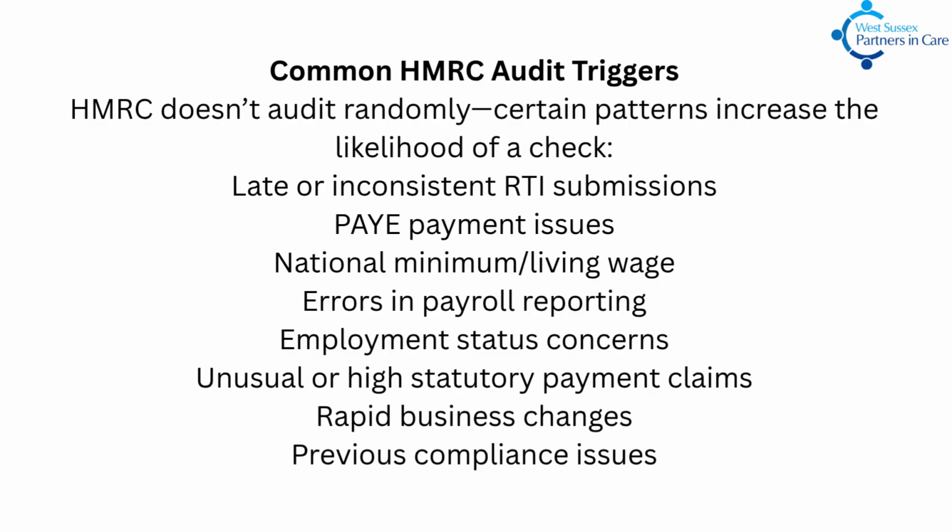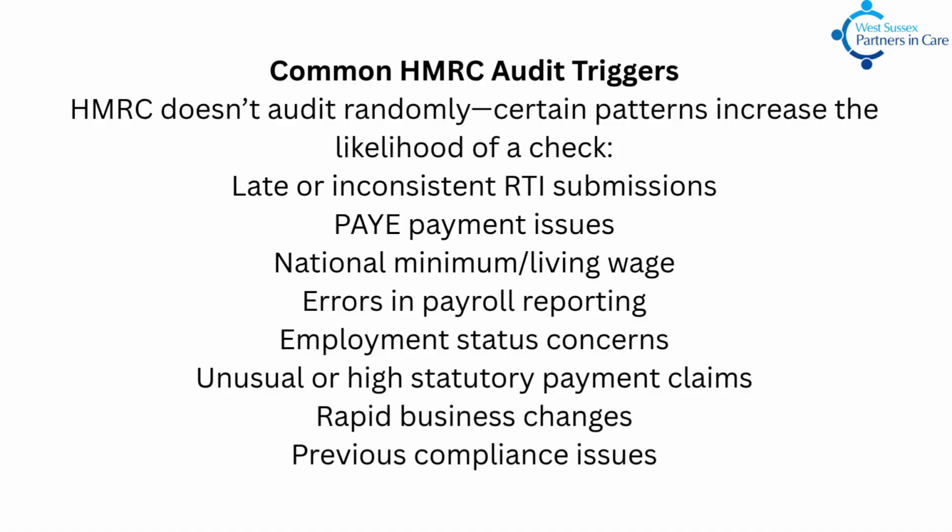Compliance with national minimum wage and national living wage regulations is another critical area. Any indication that employees may not be receiving the correct statutory pay can prompt further investigation. In addition, errors in payroll reporting, whether due to miscalculations, incorrect employee data, or system issues, can increase the risk of an audit. HMRC may also focus on employment status concerns, particularly where there is ambiguity between employees and contractors. Misclassification can have significant tax implications and is therefore closely monitored.